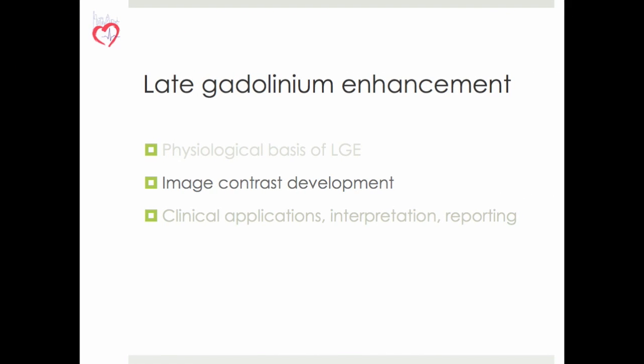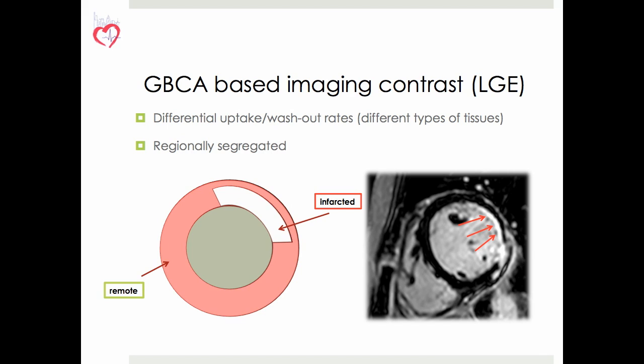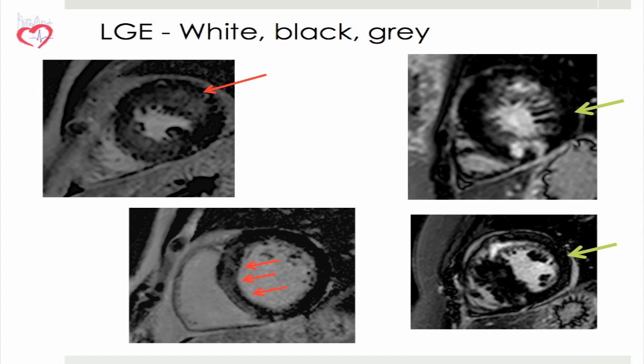Moving on to image contrast development, which is based on a differential uptake of gadolinium-based contrast agents, as well as regionally segregated, allowing us to recognize them as two different types of tissues. Late gadolinium enhancement as a black and white binary readout works best when tissues are clearly different as well as demarcated one from another, as opposed to diffuse changes in the myocardium, giving a contrast in shades of gray.